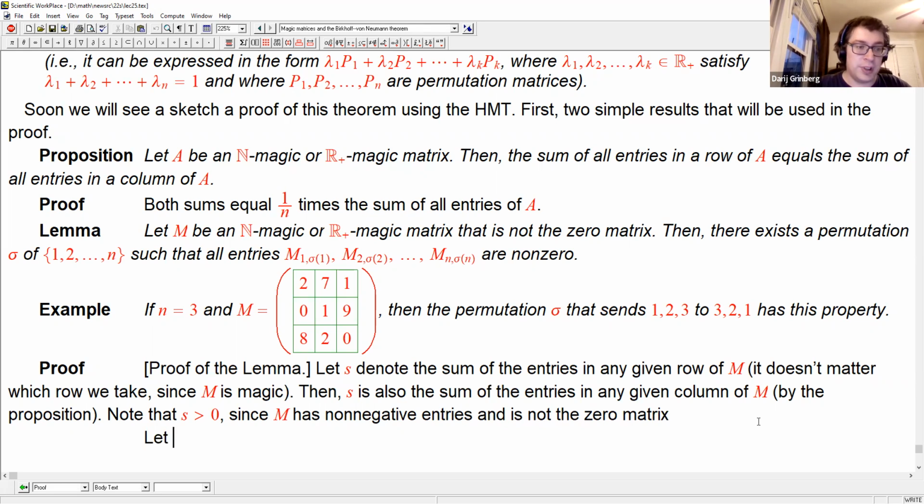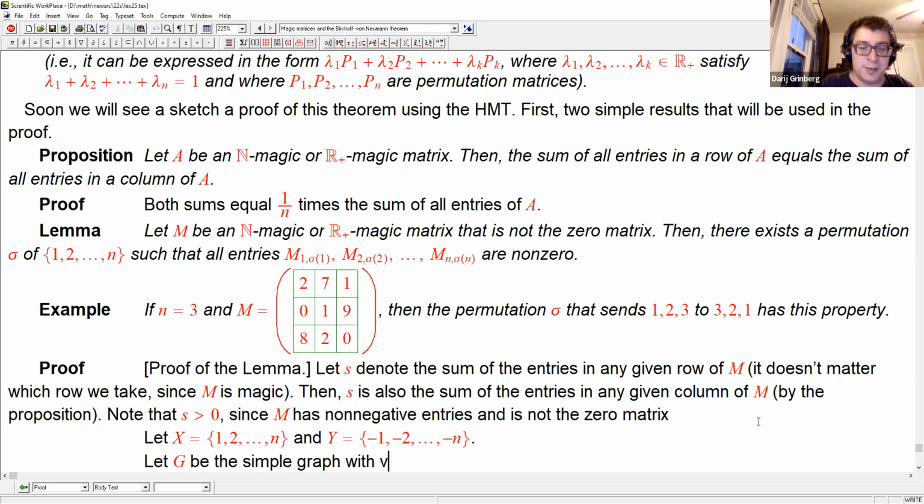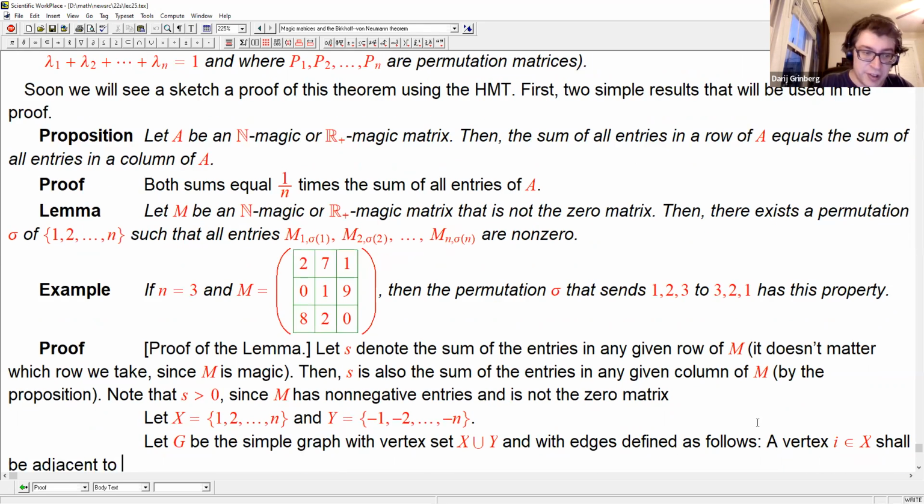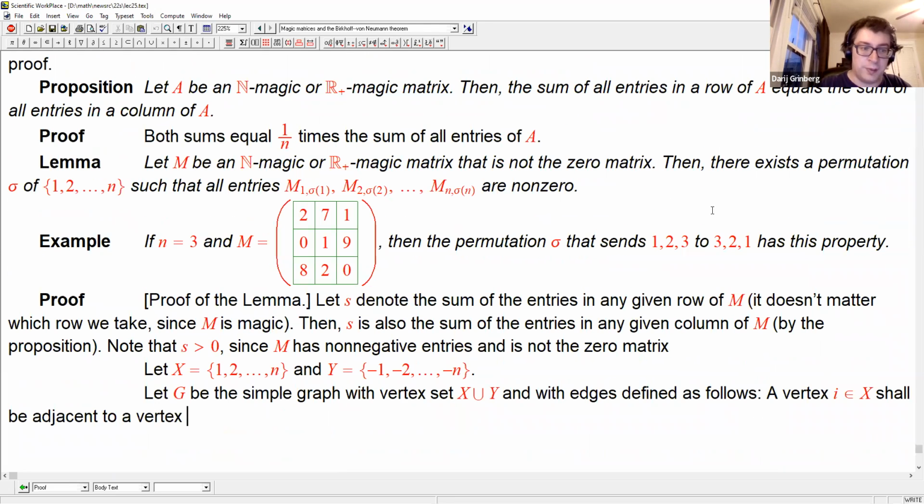Okay, now let X be the first n positive integers and Y be the first n negative integers. Let G be the simple graph with vertex set X union Y. This is something that we've been doing several times now. And its edges are defined as follows. A vertex i in X shall be adjacent to a vertex minus j in Y if and only if the entry Mij is positive.